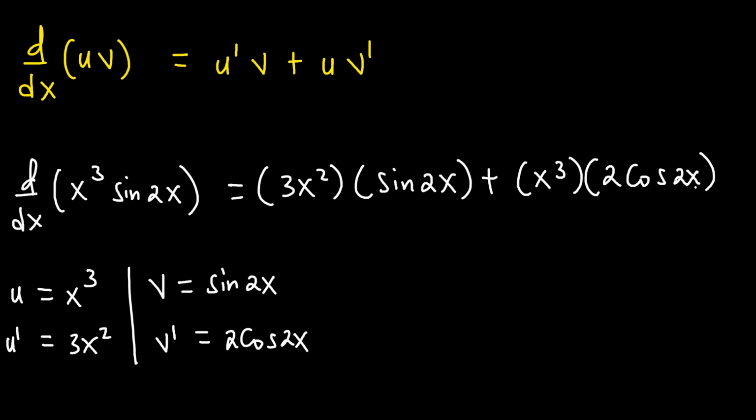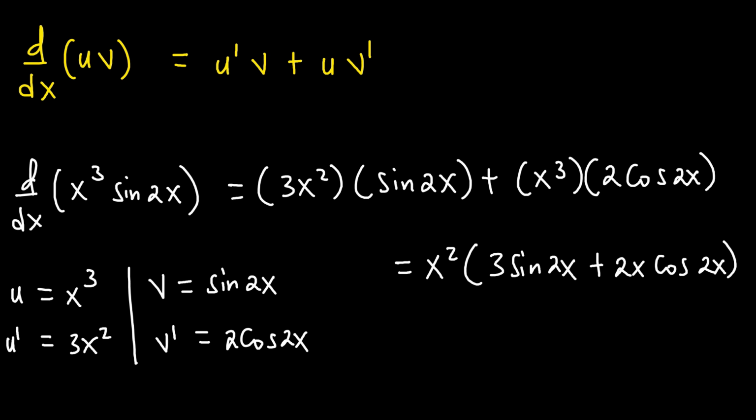times cosine 2x. And as you can see, x to the power of 2 is the greatest common factor, so let's pull it out. So our final answer will be x to the power of 2 into, for the first part we shall remain with 3 times sine 2x, and then for the second part we shall remain with 2x times cosine 2x.